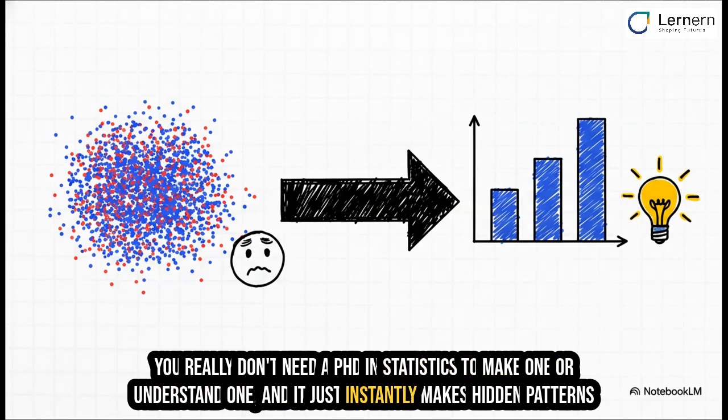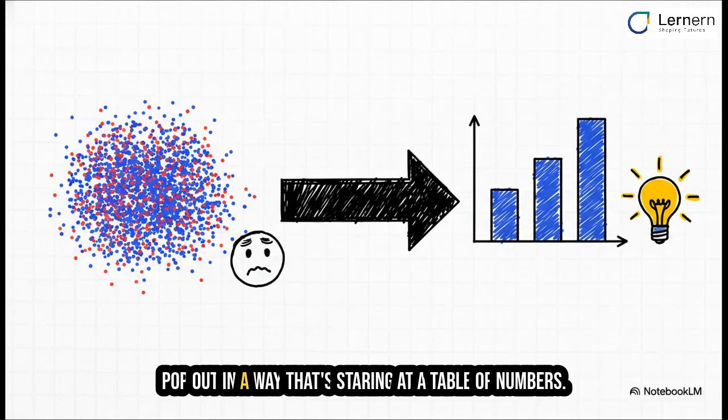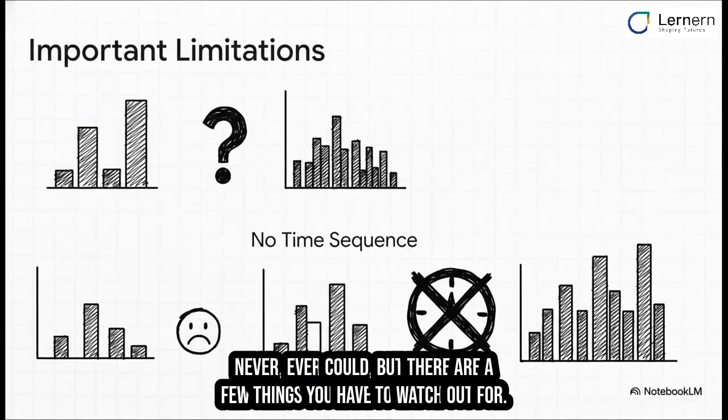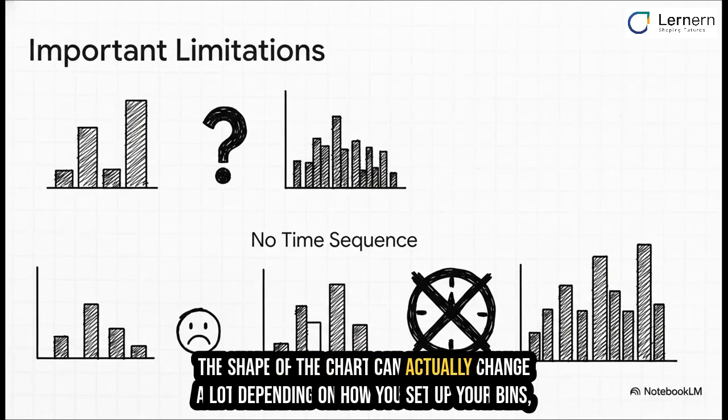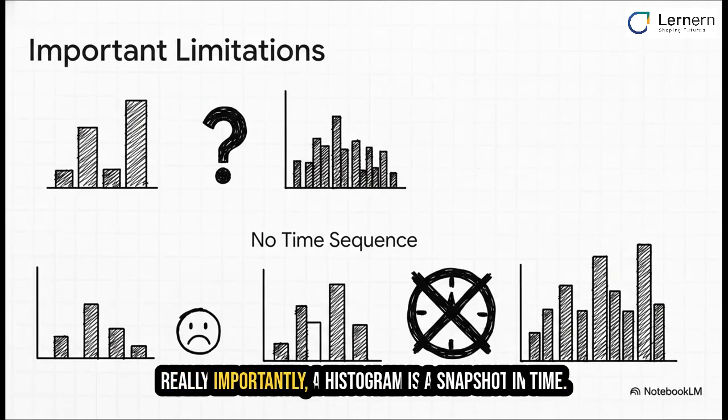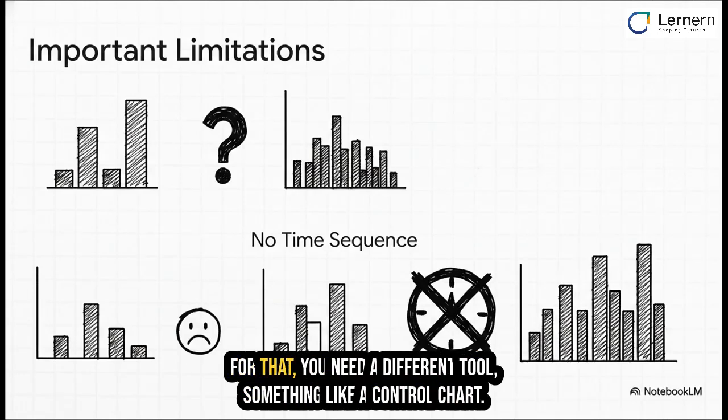It just instantly makes hidden patterns pop out in a way that staring at a table of numbers never, ever could. But there are a few things you have to watch out for. The shape of the chart can actually change a lot depending on how you set up your bins, so you have to be a little careful there. And really importantly, a histogram is a snapshot in time. It doesn't show you how your data changes over time. For that, you need a different tool, something like a control chart.